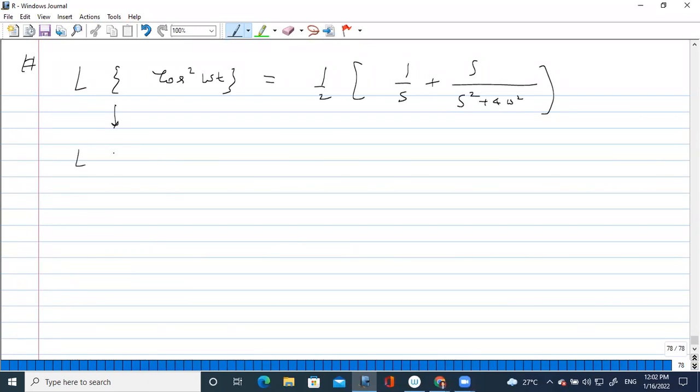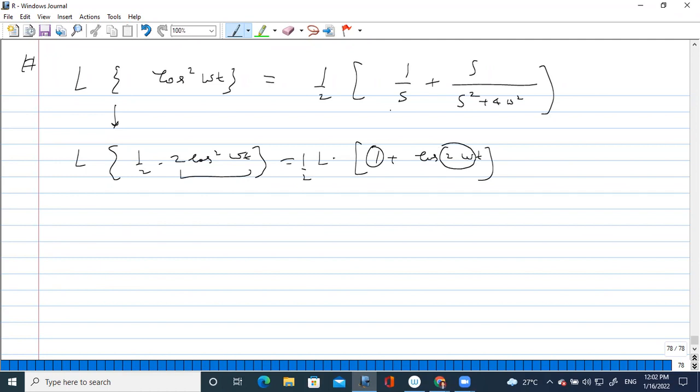Yes, sir. Okay, so quickly you can see, this cos square omega t I can write as 1 by 2 of 2 cos square omega t. So Laplace of 1 by 2 will be here. Laplace of 2 cos square omega t we can write as 1 plus cos 2 omega t, and here a will be working as 2 omega. Laplace of 1 is 1 by s, and cos 2 omega t gives s by s square plus a square. A square is this, and 1 by 2 is this. Like this you can get it.